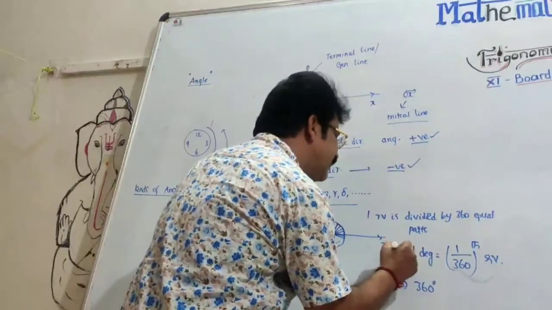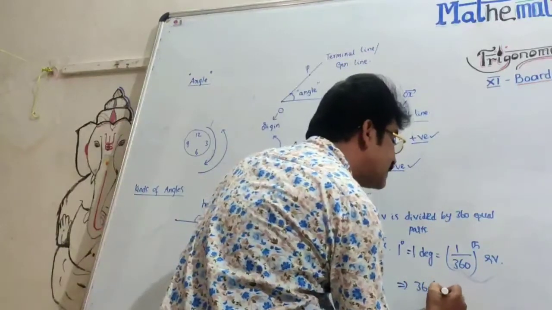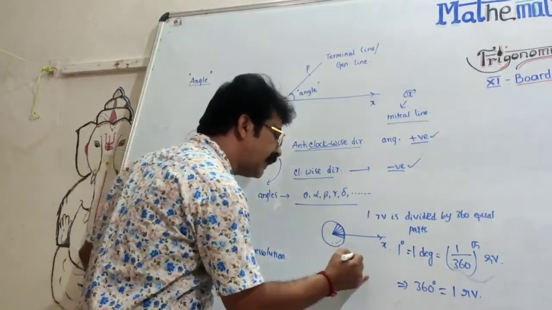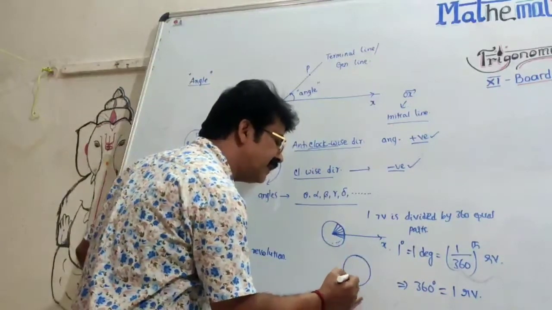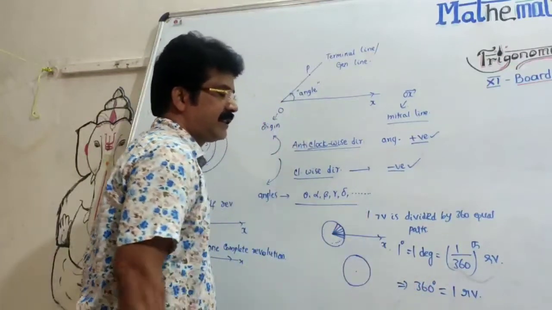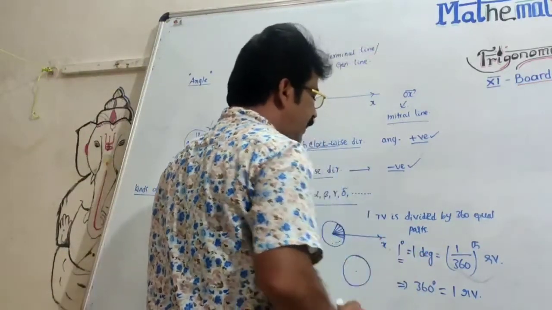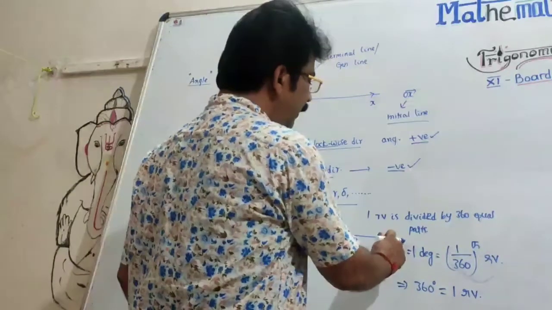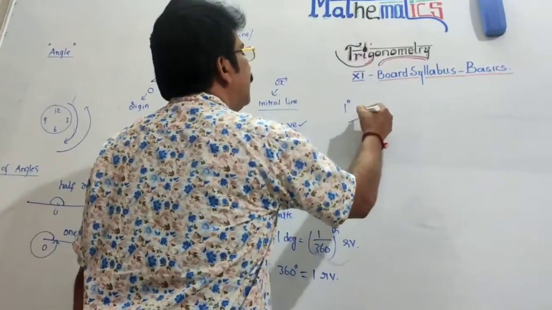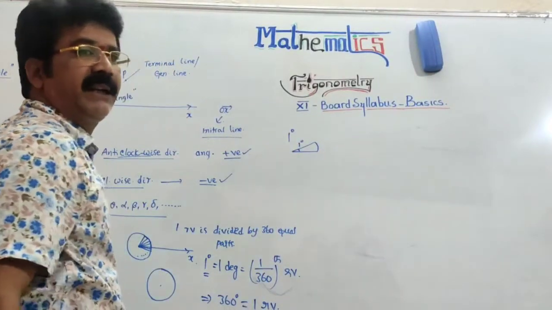1 degree is denoted by 1 with a small 0 as a power. So 360 degrees is equal to 1 complete revolution. That's why a complete revolution is in circle shape. Therefore the angle in a circle is 360 degrees. Right? Next, let us take 1 degree. For example, this much is 1 degree. Let it be, this is a 1 degree angle.